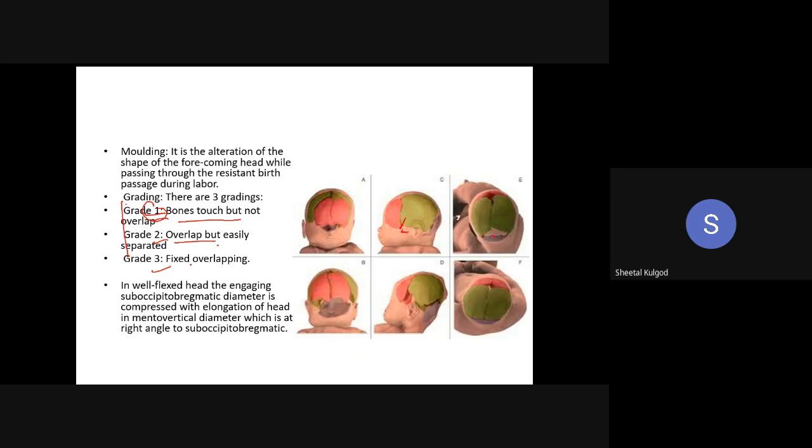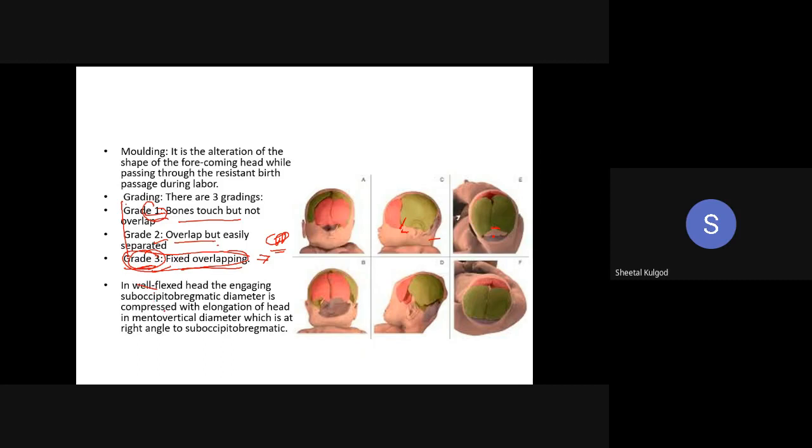Grade 3 is the severe degree where there is a fixed overlapping, and even when you try to separate with the fingers, there is no separating of the bones. So this is called grade 3, and this occurs only in cases of severe degree of cephalopelvic disproportion, the CPD, where the head is jammed in the pelvis and it is unable to deliver. So in such severe degree cases only there will be molding, and which is detrimental because it will result in tearing of the tentorium, and also intracranial bleeding in the fetus. So that is, severe degree molding is detrimental to the baby.